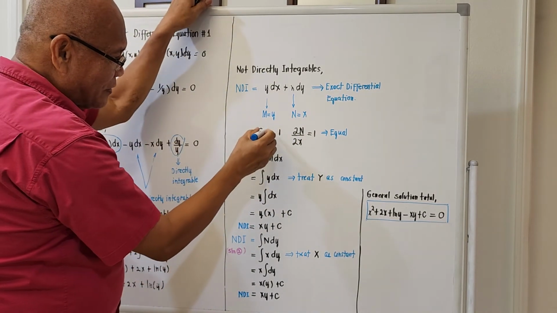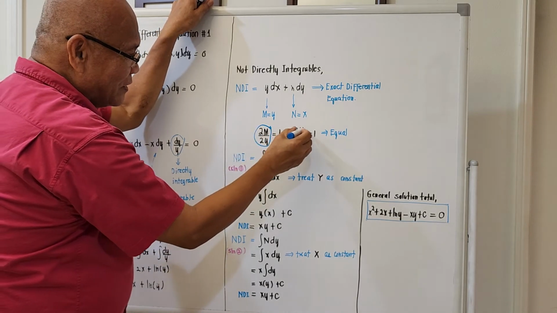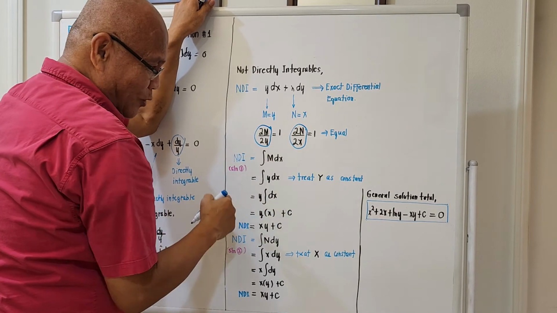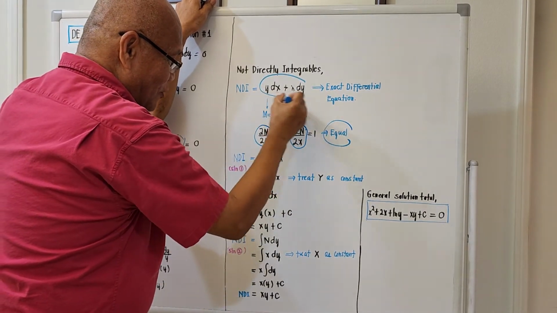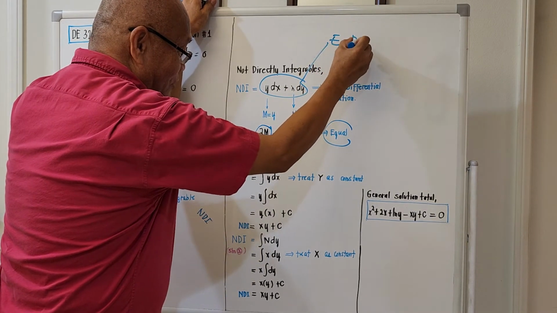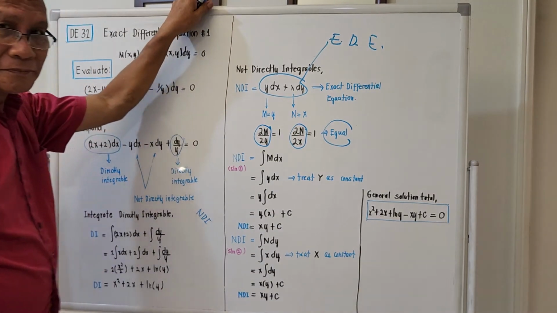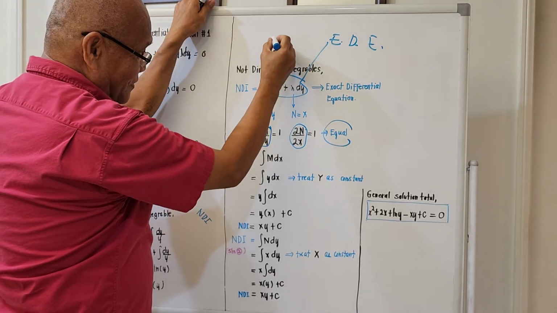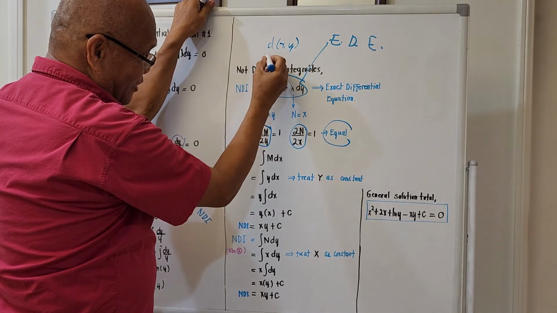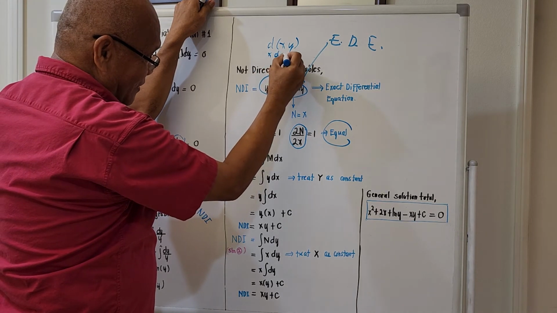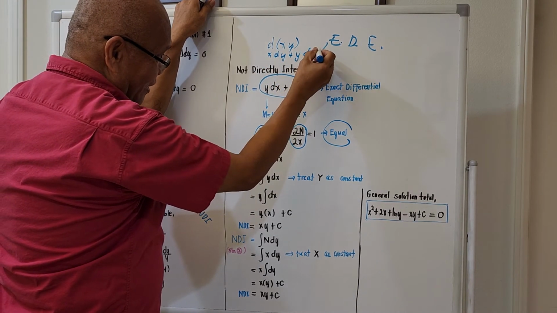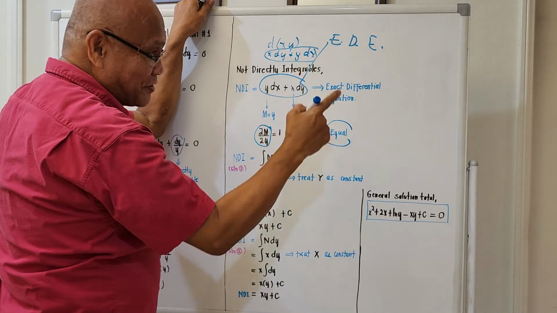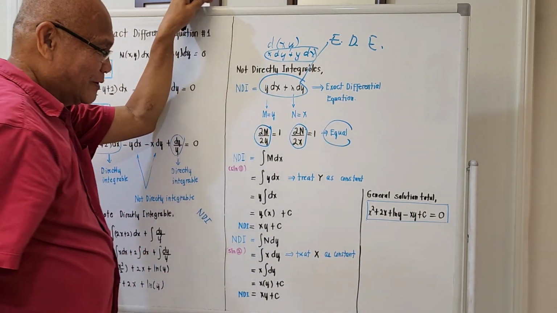Since the partial derivative of M with respect to y is equal to the partial derivative of N with respect to x, since they are equal, this part of the solution is actually an exact differential equation. As you can see, it is just simply the differential of xy. So it will be x times dy plus y times dx. It is an exact differential, and that's what we are looking for.